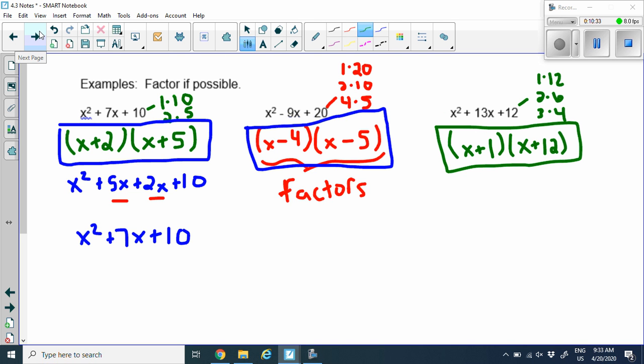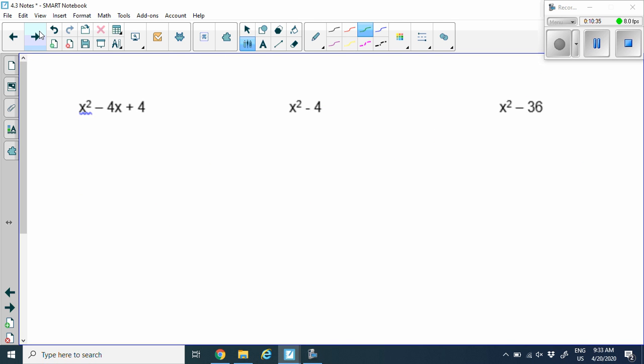Okay, let's try more factoring here. So we have x squared minus 4x plus 4. Once again, we create our two sets of parentheses. The a value, or the number in front of our x squared, is 1, so I automatically put x and x. Now I find the factors of my last term, or the constant. So I have 1 times 4 and 2 times 2.